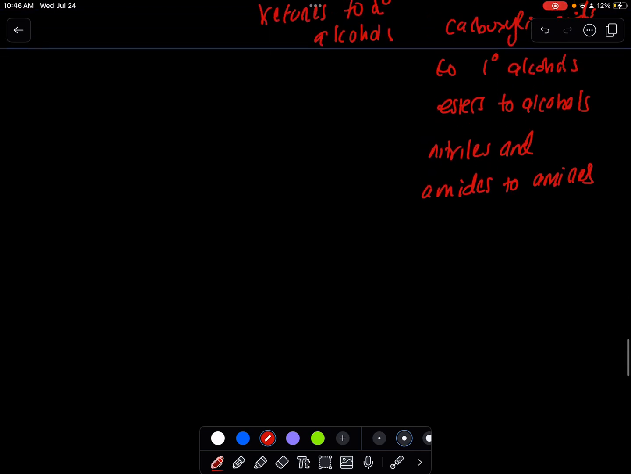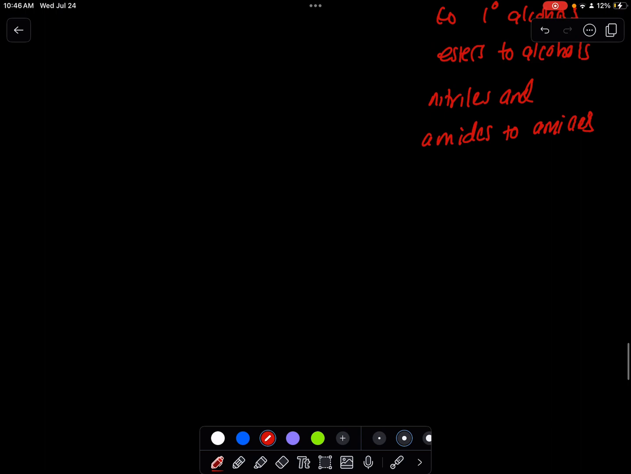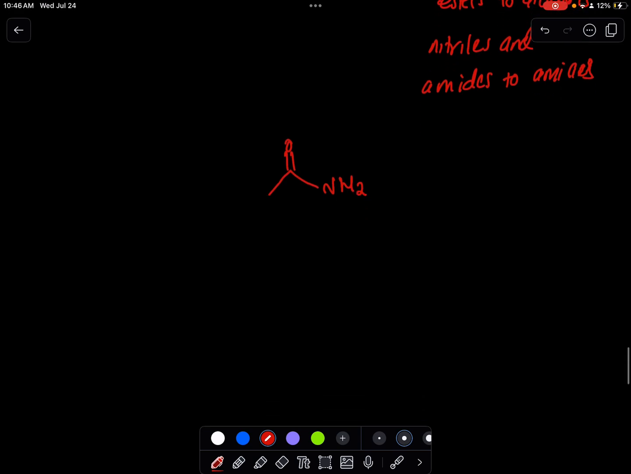So, let's do lithium aluminum hydride and an amide. So, let's take this amide. Let's add lithium aluminum hydride. And our product is this amine here.